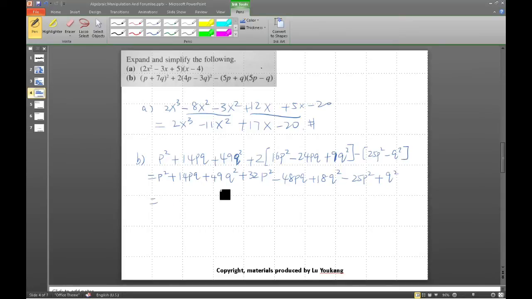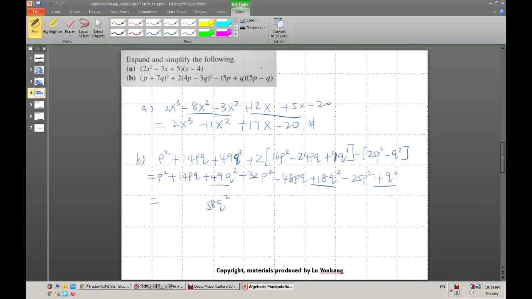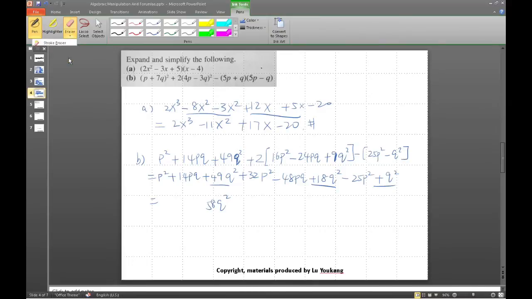Okay, so over here there is a trick I always use. Those terms with similar power, I will underline them, so it's easier for me to add them up. So over here I have underlined q to the power of 2. So I get 49 plus 18 plus 1. No, it's not 58. It should be 68. So for q to the power of 2, I get 68q squared.